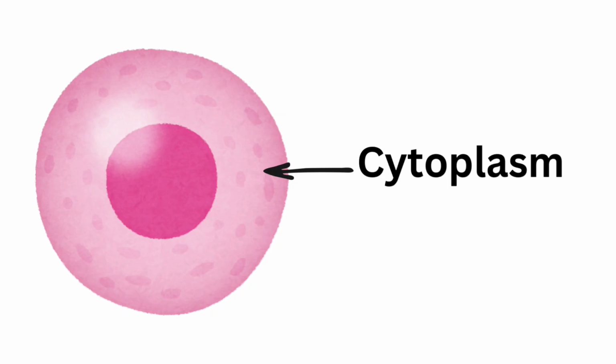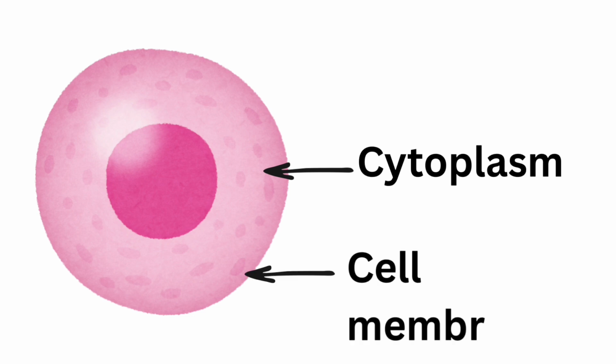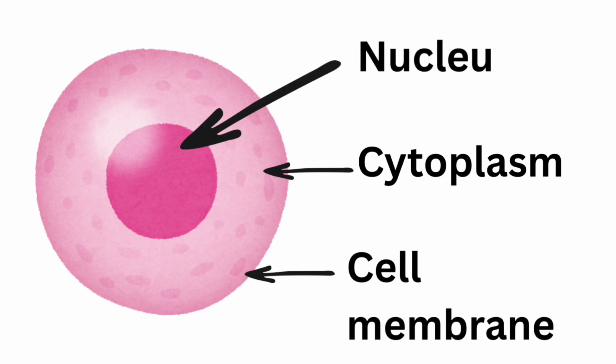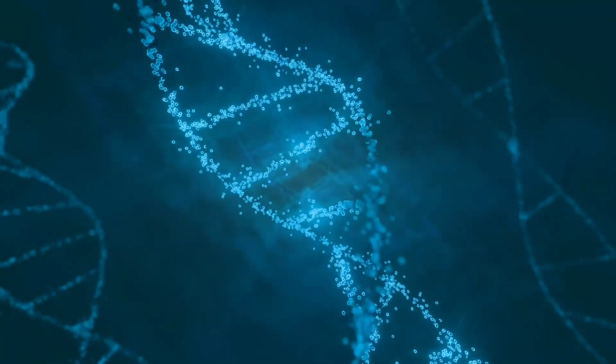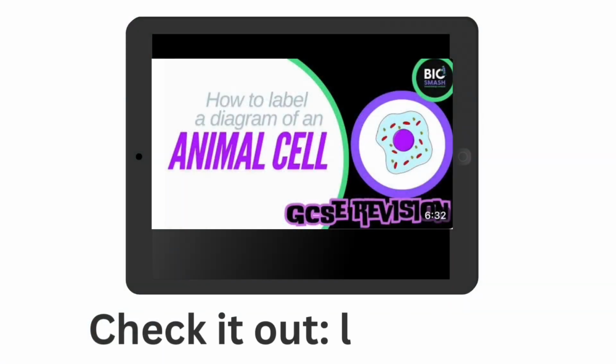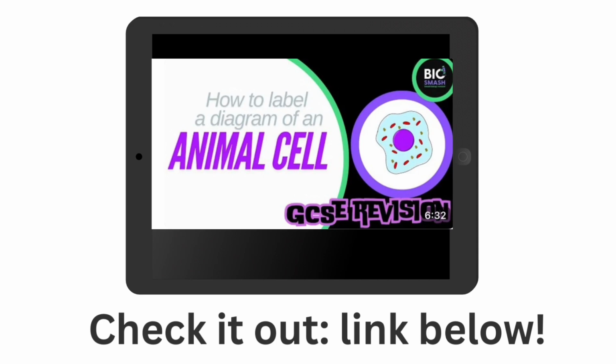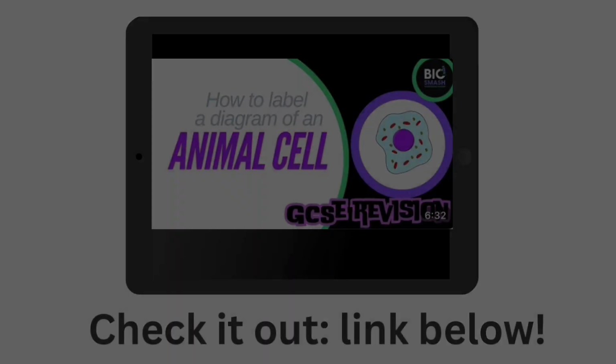You can think of a cell as a bag of liquid, and the liquid inside the cell is called the cytoplasm. The bag that contains the liquid or cytoplasm is called the cell membrane. And the nucleus is a hollow ball that floats around inside the cytoplasm. The nucleus contains molecules of DNA. I won't go through the jobs of the cell parts in this video, but I've made a video all about it, so I'll link it below.